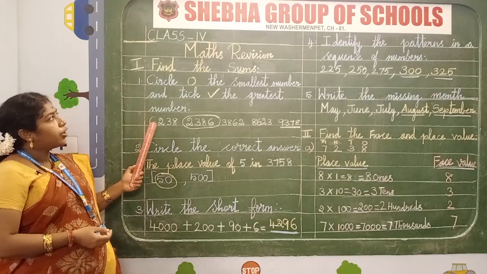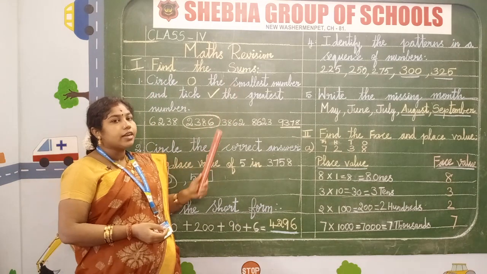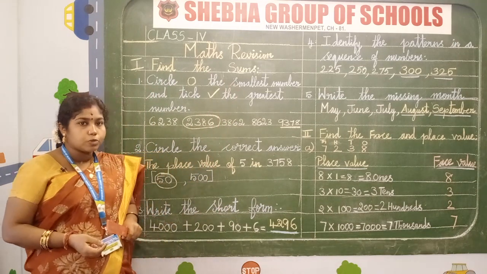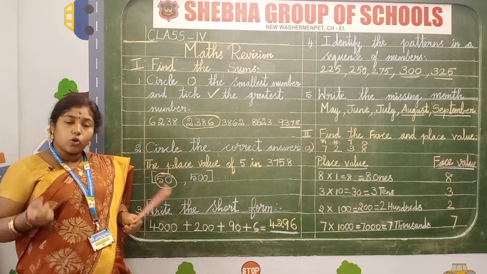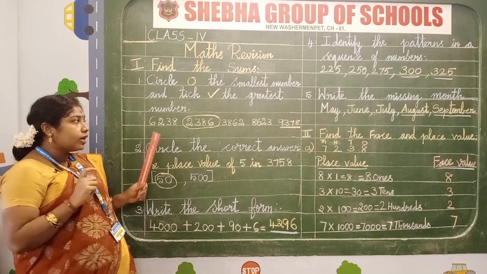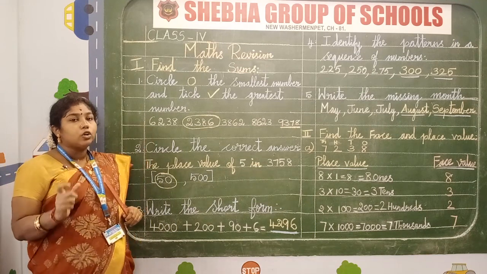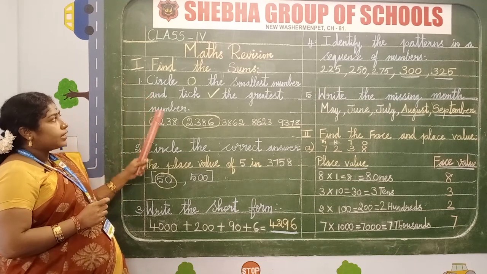Students, now we are going to do the first Roman letter. Find the sums. Children, in maths we have to write the numbers properly. If you make a one number mistake, the whole sum will go wrong. So look at the numbers properly and write. Don't scribble, write neatly children. The first Roman letter, find the sums.